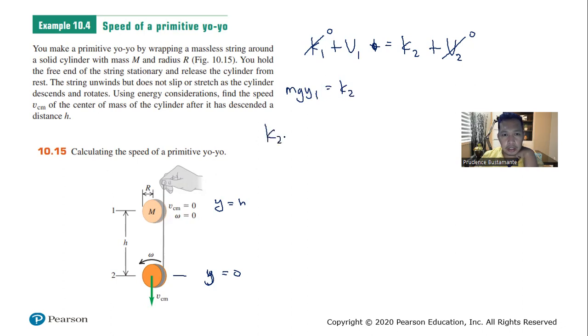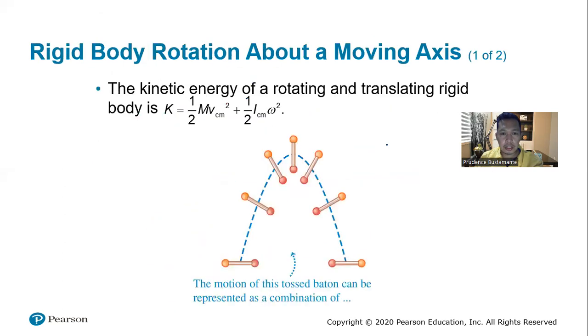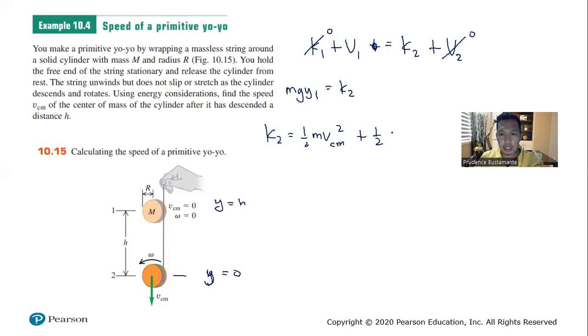Here our K2 is given by the translation plus the rotation: one half m v center of mass squared plus one half I center of mass omega squared.